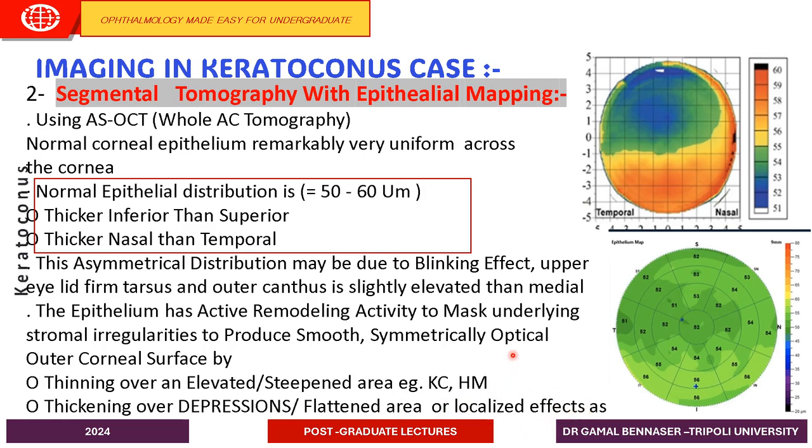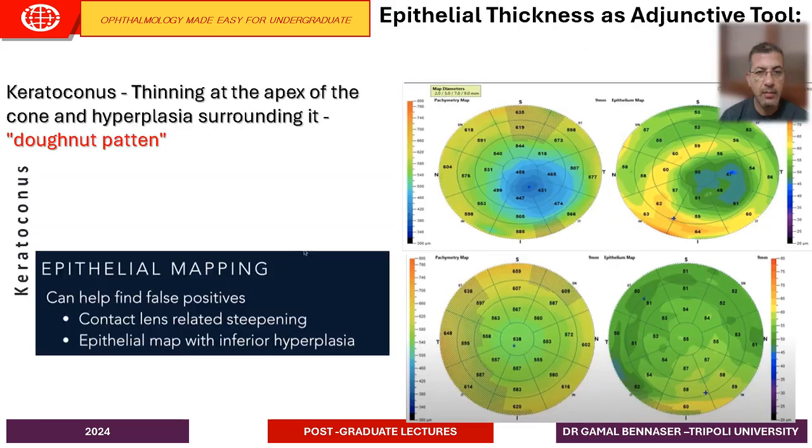So this remodeling feature of the corneal epithelium plays an important role in determining the thickness of the epithelium, so that it will be thin over an elevated or steep cornea, and it will be thick over a flat cornea or over scarring. This is a very important feature. Utilize it to pick up early cases of keratoconus.